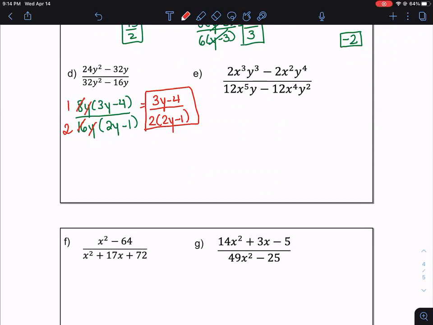So again, I really want to reiterate the power of the GCF, how important it is to factor that out.